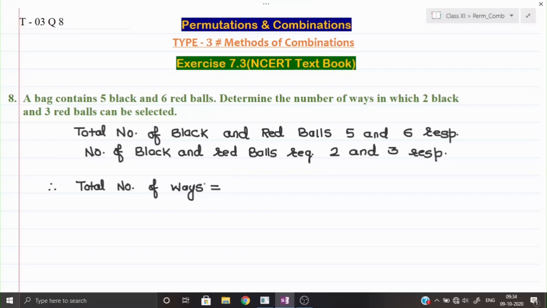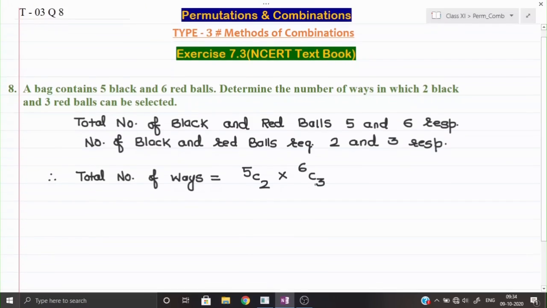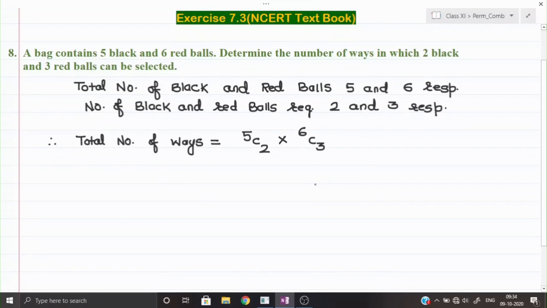So total number of ways: first of all see the black balls. How many black balls are given here? 5. And how many black balls are required to select? That is 2. Multiplication. Then how many red balls are given here? 6. And how many are required to select? That is 3. Since these 2 are parts of the whole question, that's why we are multiplying.